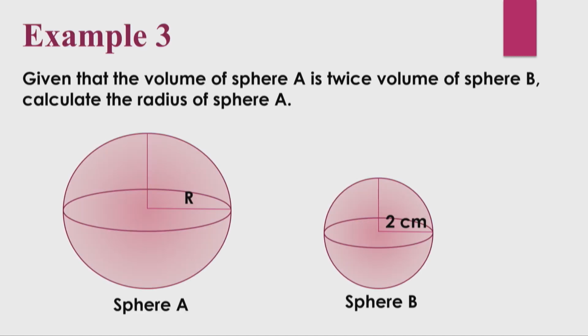Example 3. Given that the volume of sphere A is twice volume of sphere B, calculate the radius of sphere A. A common mistake that students will do is thinking that since volume is twice, the radius also will be twice. Writing radius is equal to 4 centimeters. Now, this is wrong.